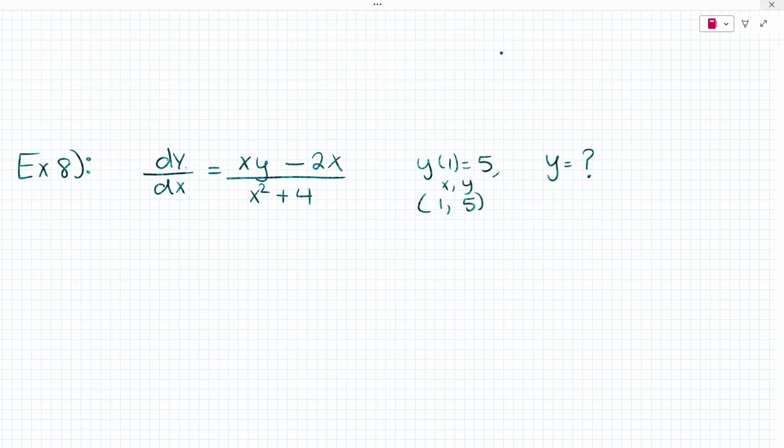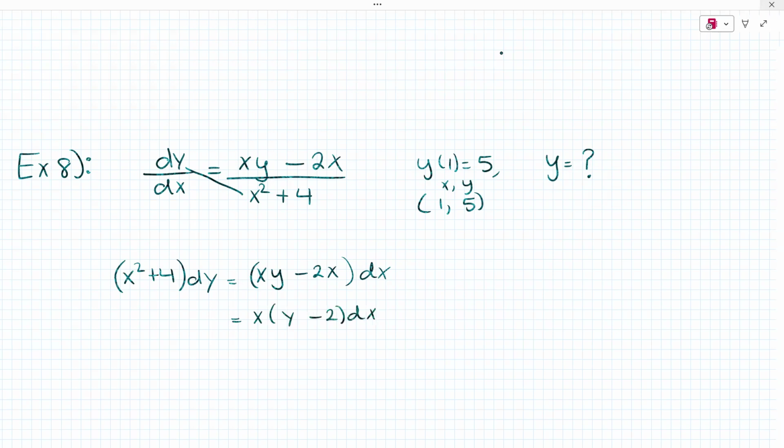Okay, so first I'm going to cross multiply. So this is going to be (x squared plus 4) times dy. And then on the right, you're going to cross multiply. So it's going to be (xy minus 2x) times dx. Okay, what would I do next? Maybe on the right, notice how they both have an x. Maybe we can factor out an x. So this would be x(y minus 2) dx. And then over here, this is (x squared plus 4) dy.